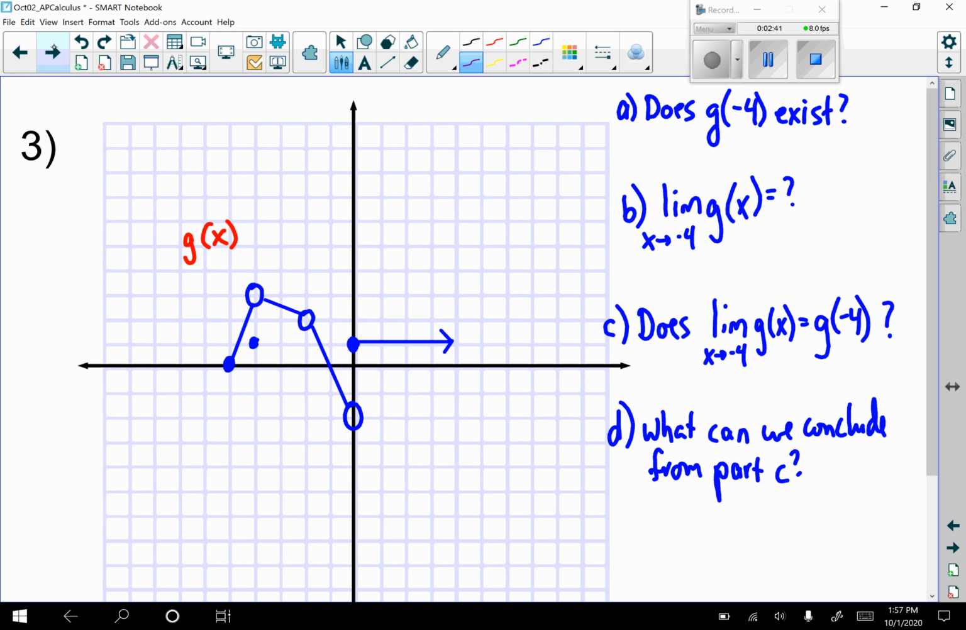All right, here's our third question. So this is just a graph of our function g of x. Go ahead and answer these 4 questions regarding this. Again, pause the video because I'm going to go to the next page to show the answer.